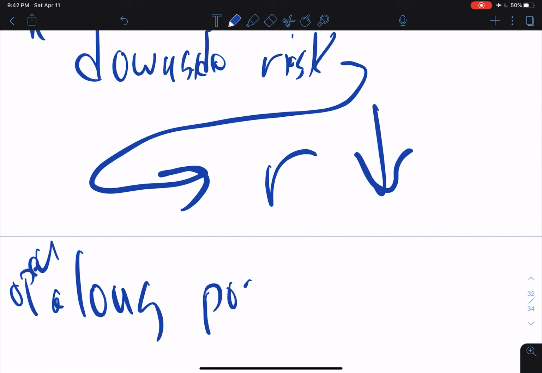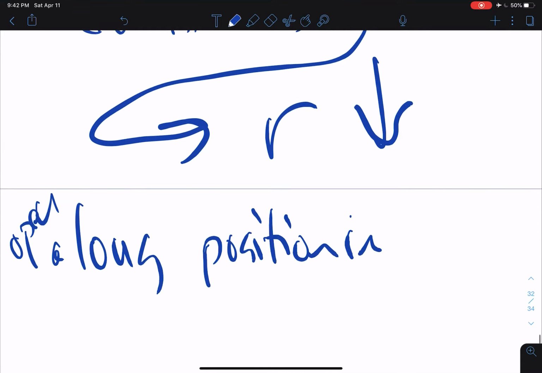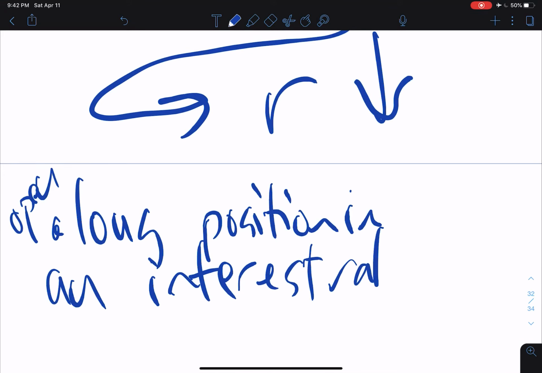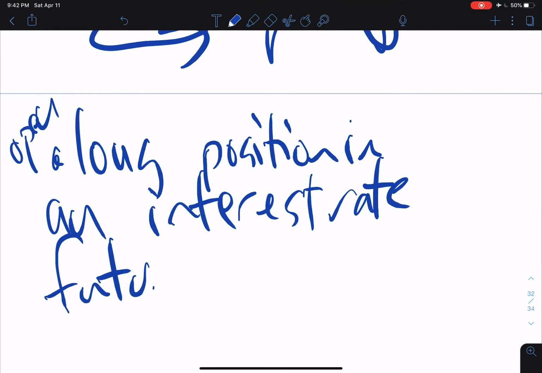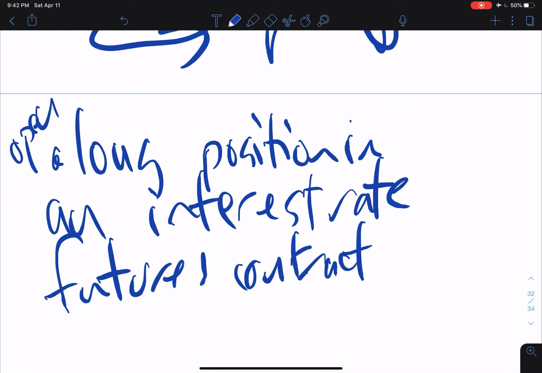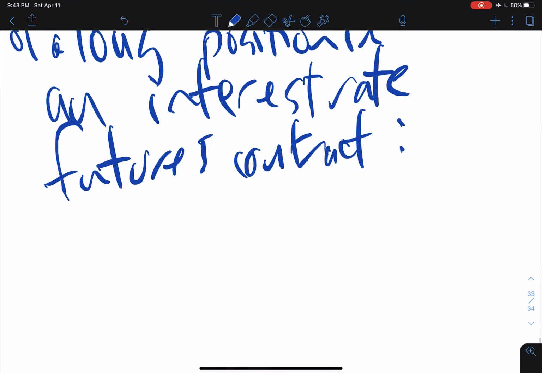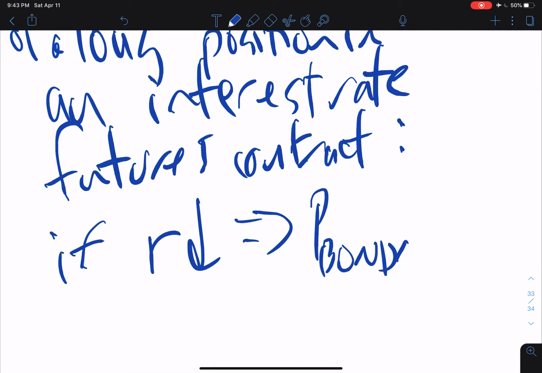Okay, you open a long position in an interest rate futures contract, whichever one you want. There's short maturity T-bills and longer maturity T-bonds, and you have to decide, you have to engineer that on your own. But if you open a long position in an interest rate futures contract, you'll be doing okay, because if interest rates fall, the implication is the price of bonds will rise.